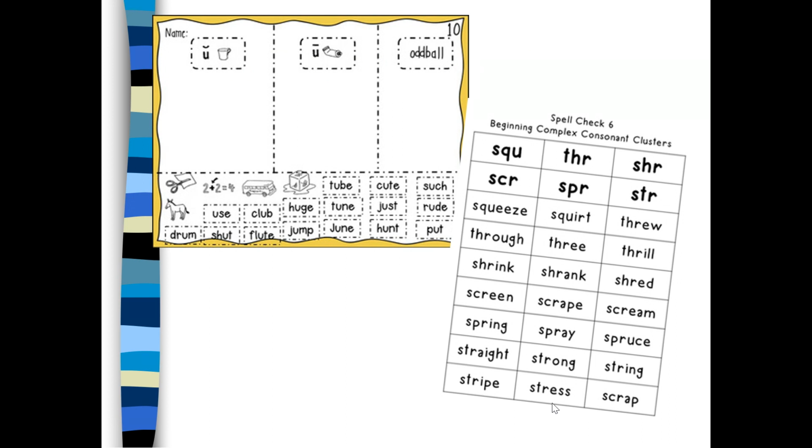This is what some of them might look like. You see at the top just a worksheet that I would actually cut out the words on the bottom. You see tube and cute and such and use and club. I would cut those out, and you can just use them as they are cut out. You can glue them to cards to make them a little bit bigger and easier to manipulate. But then the student would move or sort the words to the appropriate category.